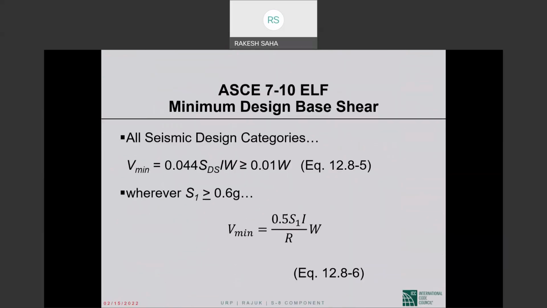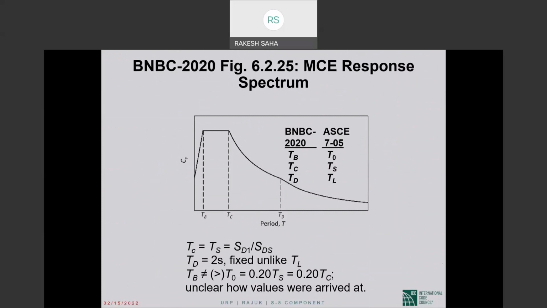I have gone through all of this. So the V minimum is given by this expression, but never less than 1% of weight. And the other minimum is a function of R and is given by this expression. In BNBC, the spectrum is defined by these points T sub B, T sub C, and T sub D. T sub D, I have mentioned, has a fixed value of 2 seconds. T sub C is the same as T sub S of ASCE 7. It is S sub D1 over S sub DS.